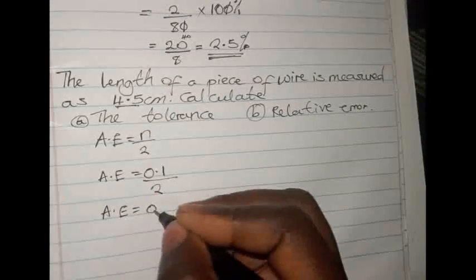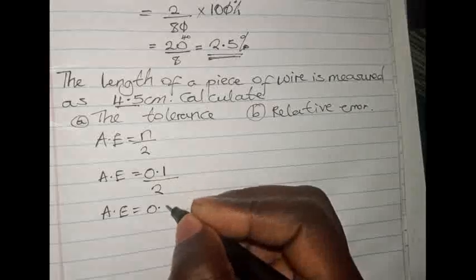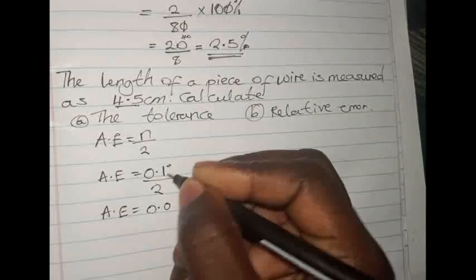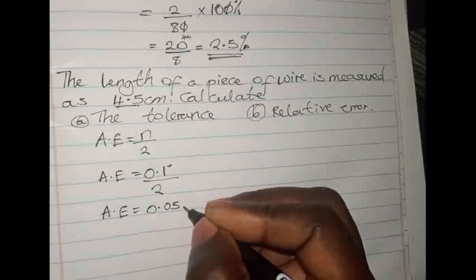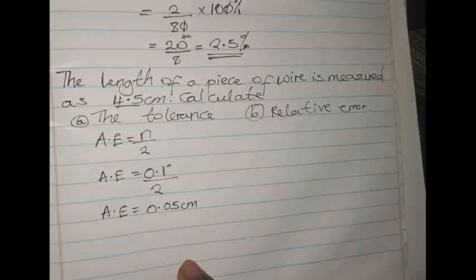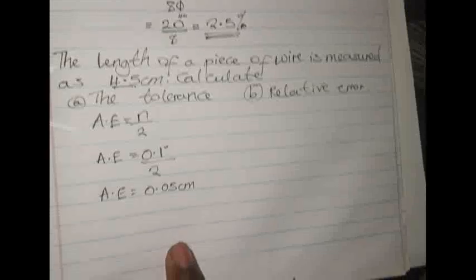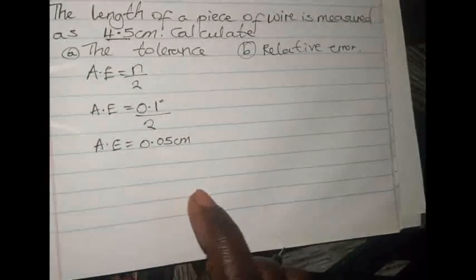This will be our absolute error, is then going to be 2 into 0, that is 0. 0.2 into 1, that is 0. We add a 0 there. 2 into 10, that's a 5. So it will be 0.05 centimeters. Okay, this is our absolute error.